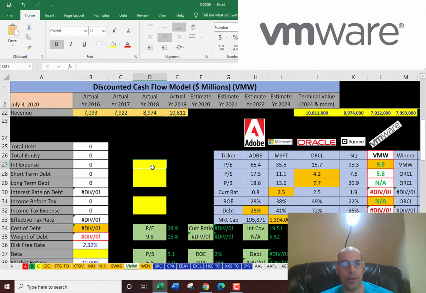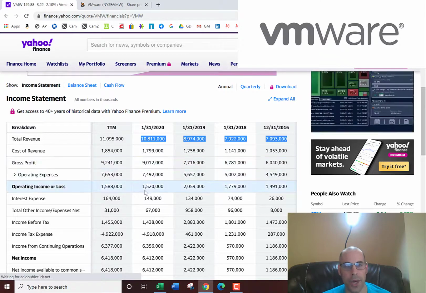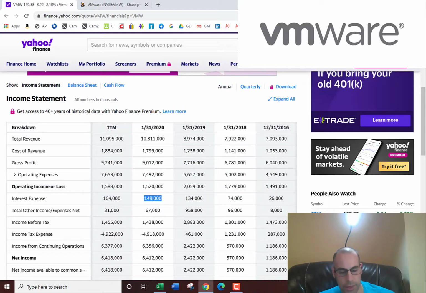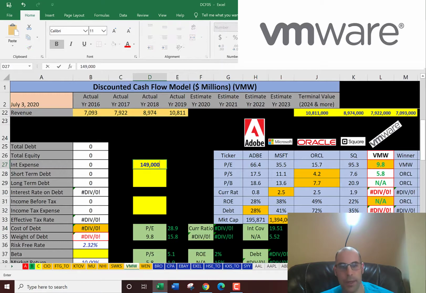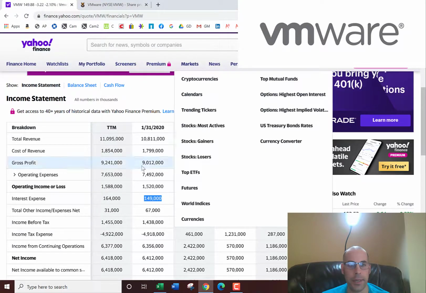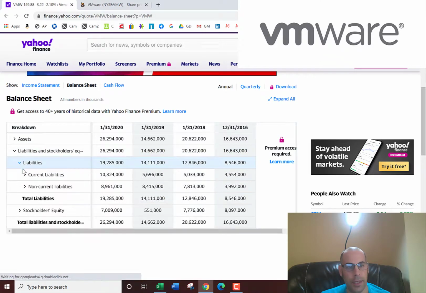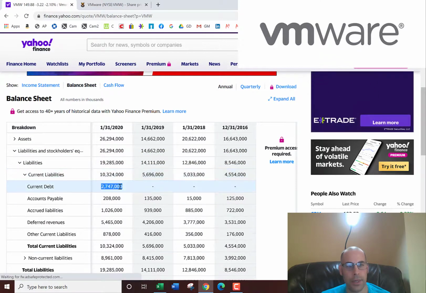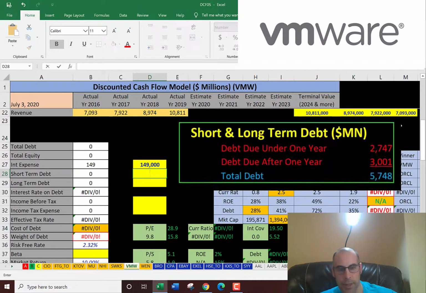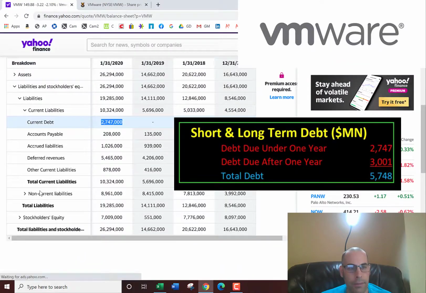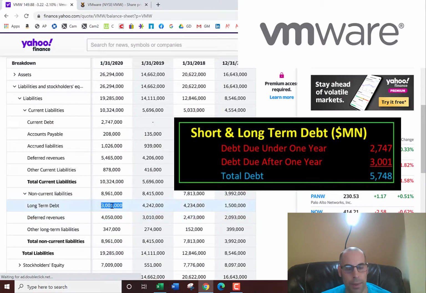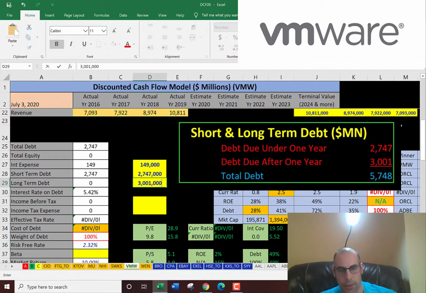Let's figure out the capital structure so we know what to discount the future cash flows by. The interest they pay on their debt is $149 million. That's on the income statement. Now let's see how much debt they have. We'll go to the balance sheet. We'll go to liabilities section. Under current liabilities, shows a current debt of $2.7 billion. And then they have long-term debt of $3 billion. And long-term debt is debt due beyond 1 year.